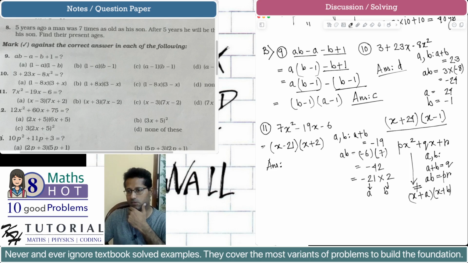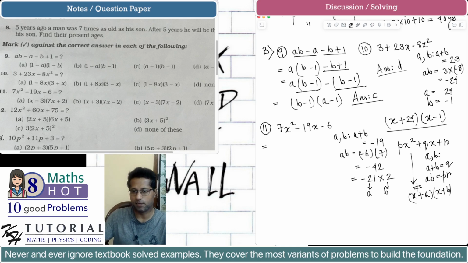Once you have found a and b such that a plus b is equal to q and ab equals pr, you cannot say that the factorization will be x plus a into x plus b. No, that is wrong. You have to proceed differently. You have to first express the expression. I'm directly solving this problem.